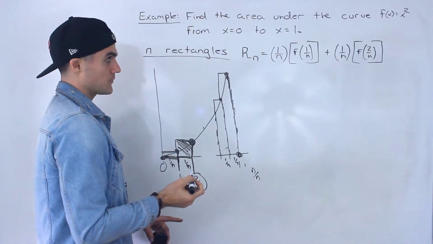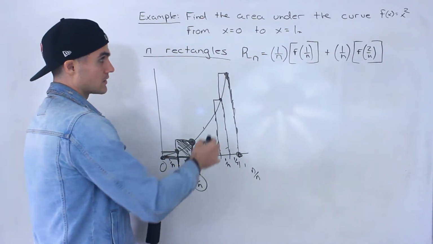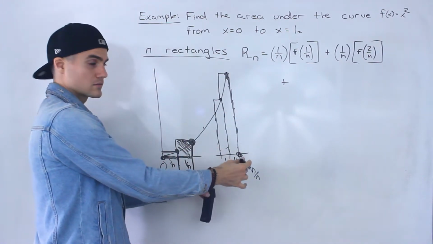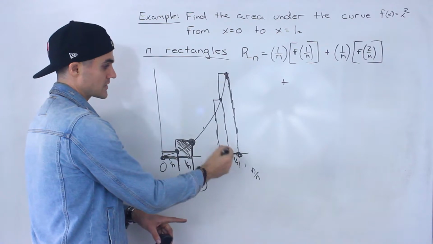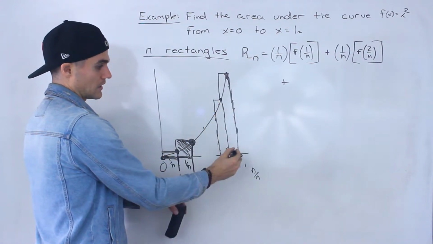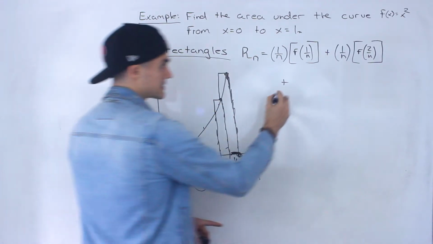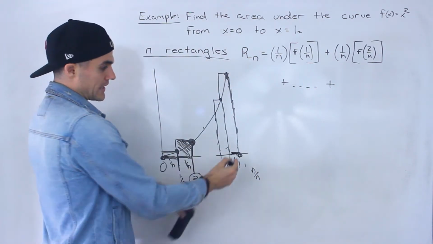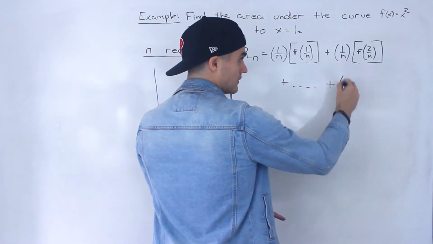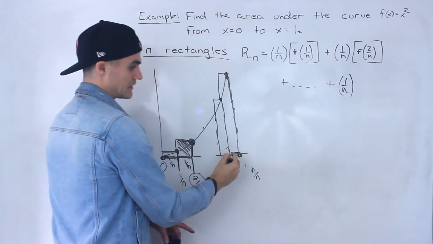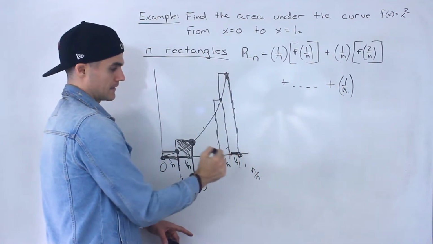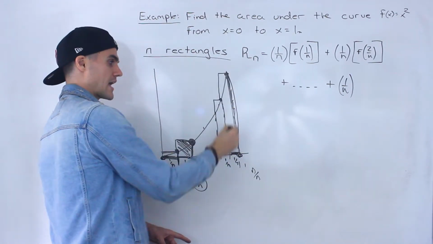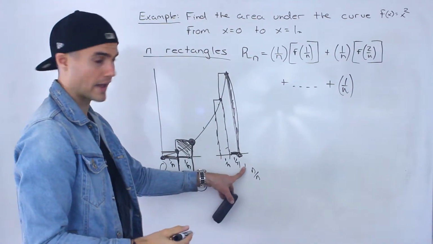Okay, so basically we're going to keep adding the rectangles till we get to this last rectangle. I'm going to skip this second last one. I'm just going to put an expression for this last one until we get to 1 over n, the length of this rectangle, times the height of this rectangle, which is f of 1.